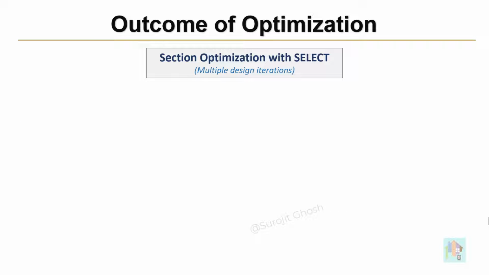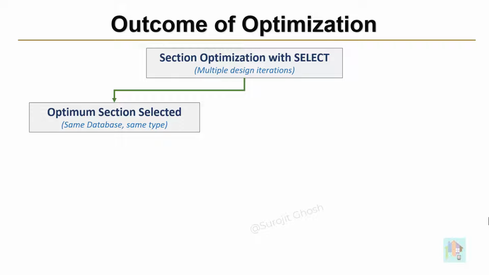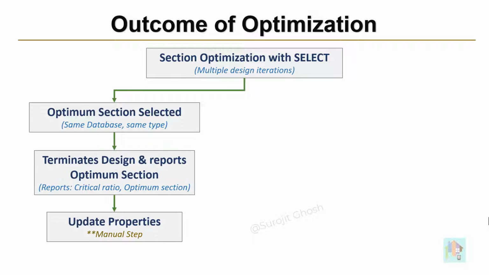There are two outcomes of this iterative design approach. Either an optimum section is selected which has a demand versus capacity ratio close to 1. In such a case, the program terminates the design process and reports that as the optimum section for that member.